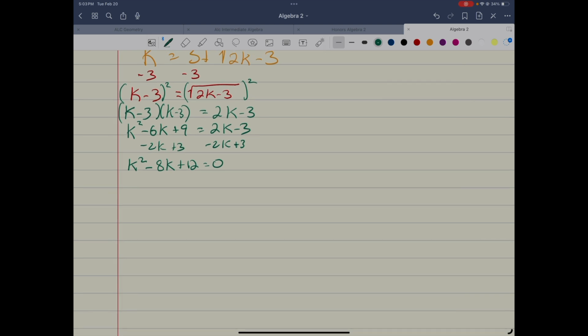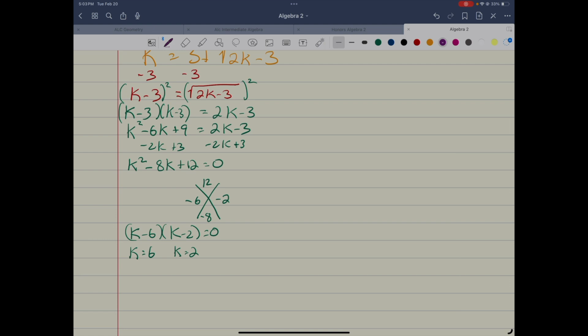Trinomial means to try the x method. We're going to try the x method. So we've got 12 on the top, negative 8 on the bottom. The top is positive and the bottom is negative, so it's negative and negative. So we've got negative 6 and negative 2. So k minus 6, k minus 2. So what makes k minus 6 zero? 6. What makes k minus 2 zero? 2. So our possible solutions are 6 and 2.